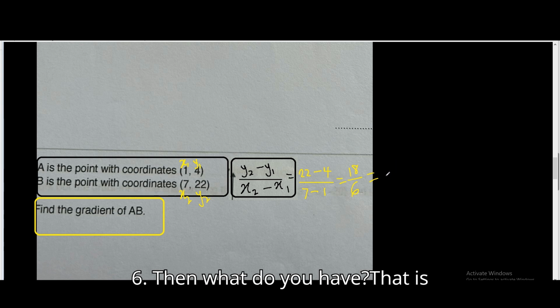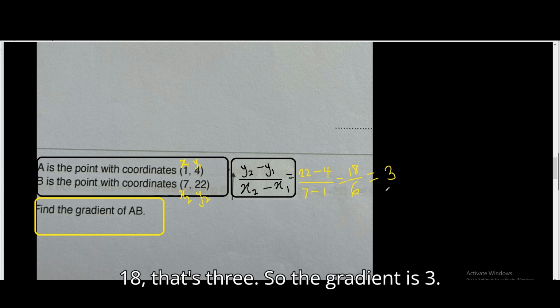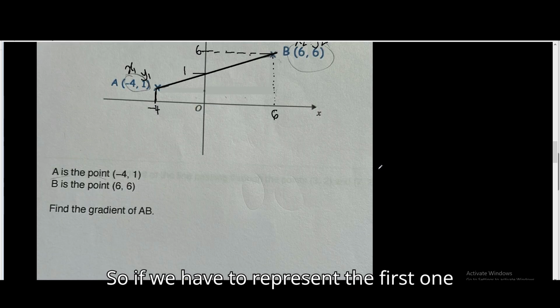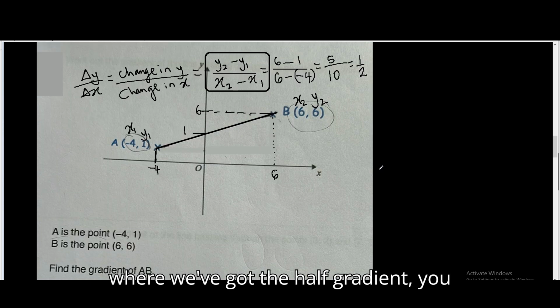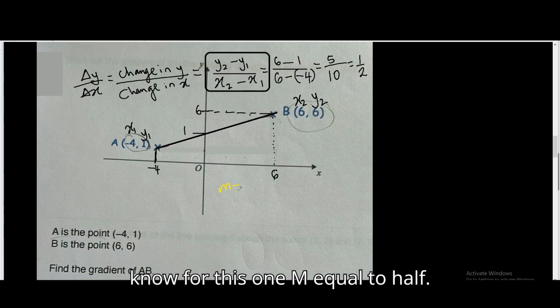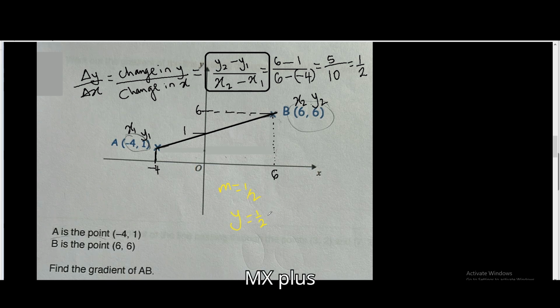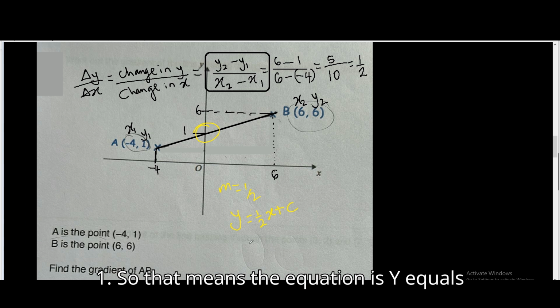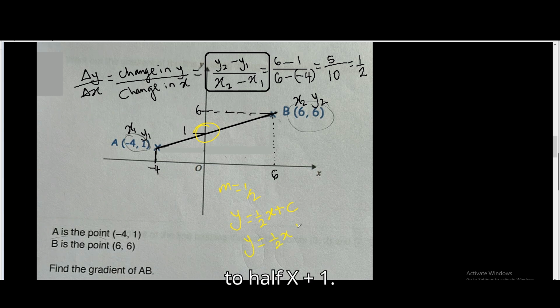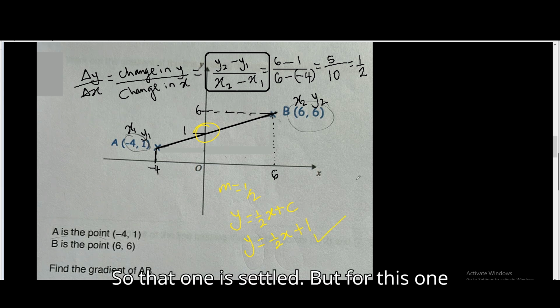Then what do you have? That is 18 over 6. That's 3. So the gradient is 3. So if we have to represent the first one, where we got the half gradient, m equals half. So the equation will become y equals mx plus c. So c in this case is 1. So that means the equation is y equals half x plus 1. So that one is settled.